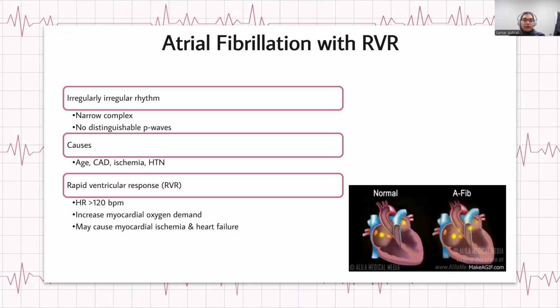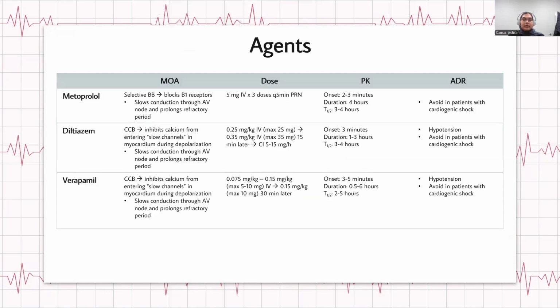Now, patients that are in RVR for a prolonged amount of time can see an increased myocardial oxygen demand that can ultimately lead to myocardial ischemia and heart failure. So it's important that when patients are presenting in this state that we are treating them in a timely manner. Now, in order to treat them, there are a couple of different options that are available. So most commonly, we'll use beta blockers such as metoprolol or calcium channel blockers such as diltiazem or verapamil.